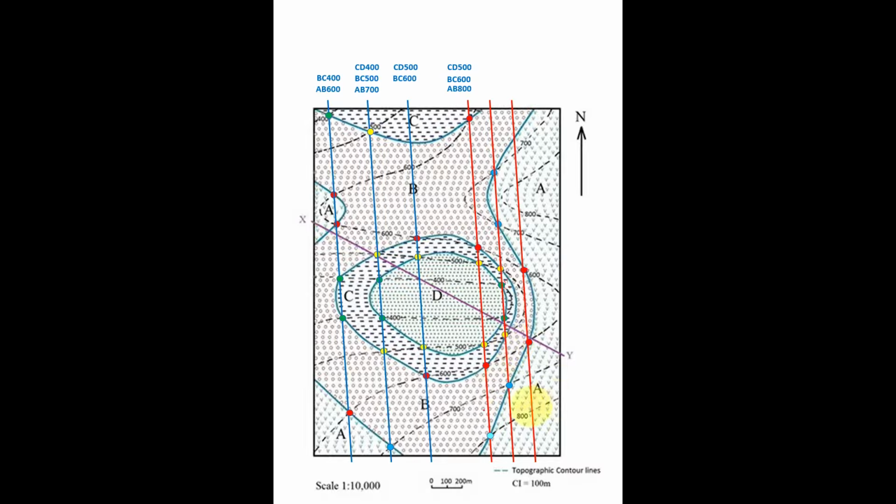Next strike line we have AB 700, BC 600 and BC 500 and CD 400. The next strike line will be having AB 600 only. Okay, so the naming of the strike lines is done.